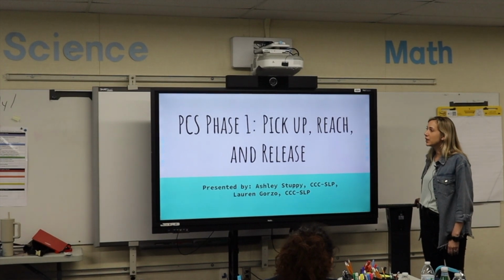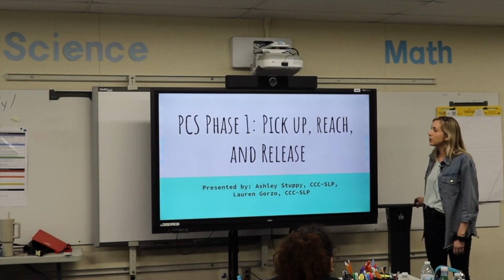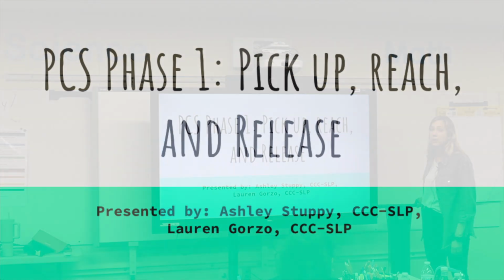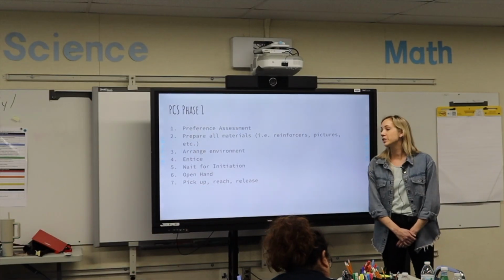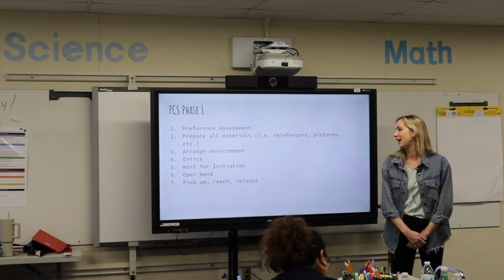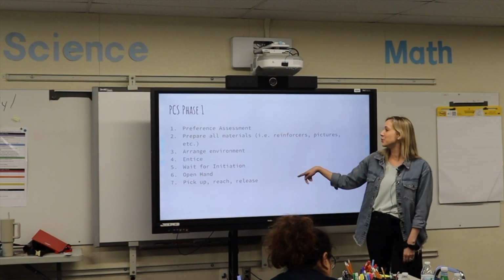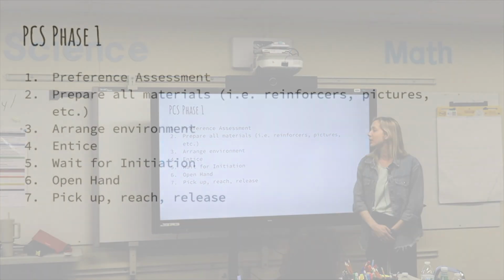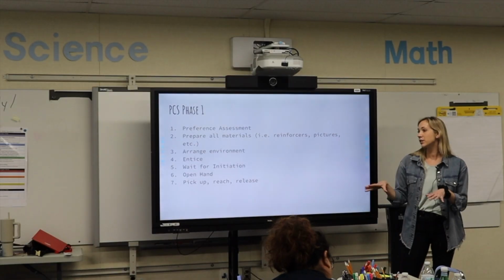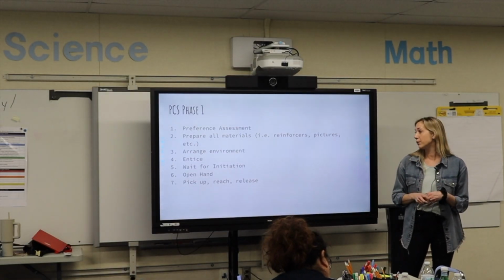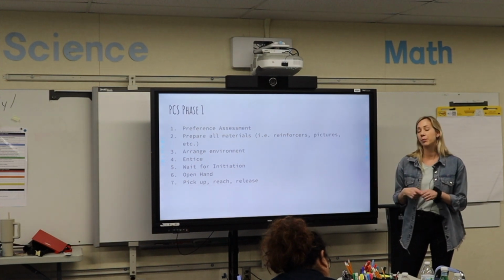Okay, so like Ashley said, there are 6 phases in PECS. We're going to talk about the first phase, and we call this pick up, reach, and release. The first phase of picture communication has several things that you have to do. You're going to look at a preference assessment. You're going to prepare all your materials. You're going to arrange your environment. You're going to entice. You're going to wait for initiation, open hand, pick up, reach, and release.